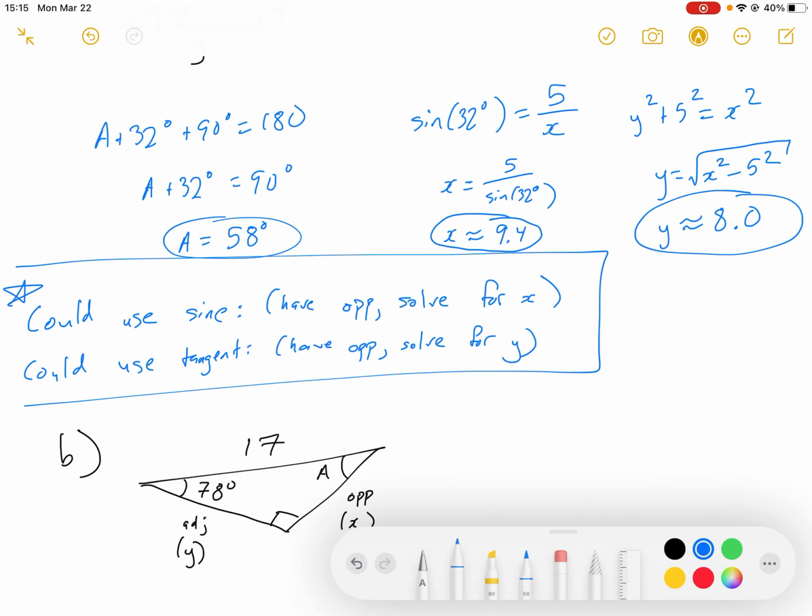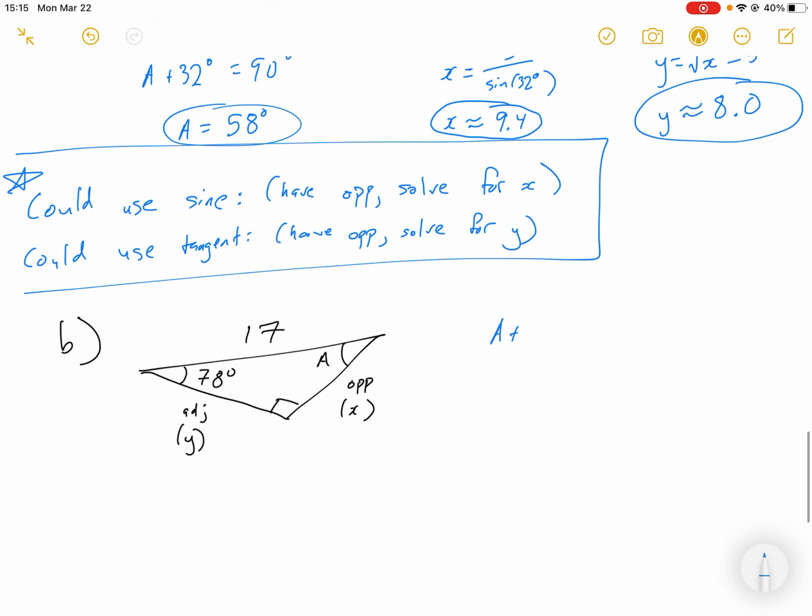In order to get a, we would just make sure that everything adds up to 180 degrees, or just those two have to equal 90. So that means that a is 12 degrees.